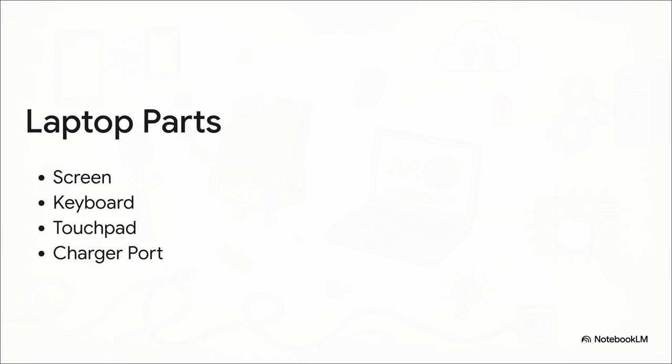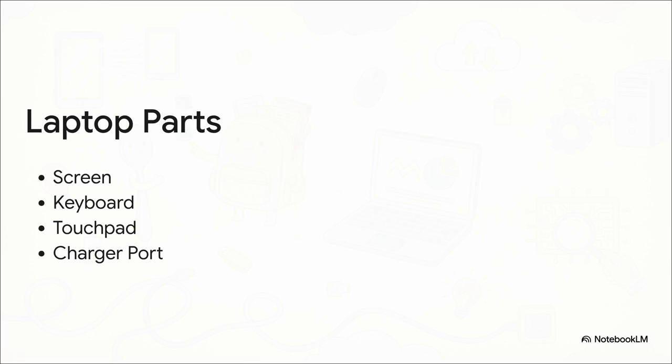First up, we have the screen of the laptop. This is the part that shows you everything. You can think of it like a bright, personal little classroom board. Then we have the keyboard, which is full of all those keys you press to type out letters and numbers. Right below that keyboard is the touchpad. That's the flat little area where you slide your finger around to move the arrow on the screen.